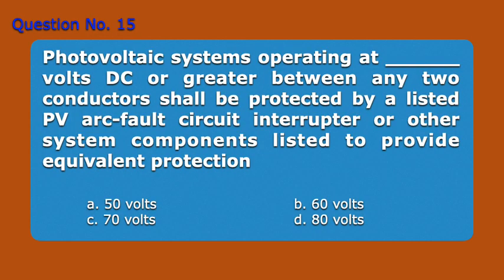Question number 15. Photovoltaic systems operating at blank volts DC or greater between any two conductors shall be protected by a listed PV arc fault circuit interrupter, or other system components listed to provide equivalent protection. A. 50 volts. B. 60 volts. C. 70 volts. D. 80 volts. Answer: D. 80 volts.